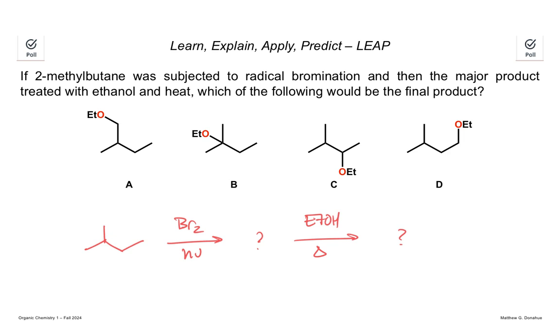So what do we remember about bromination under radical conditions? Bromine was the most selective. In terms of the uniqueness, we had primary, tertiary, secondary, primary. So bromine is the most selective, so it's going to go after the tertiary CH.